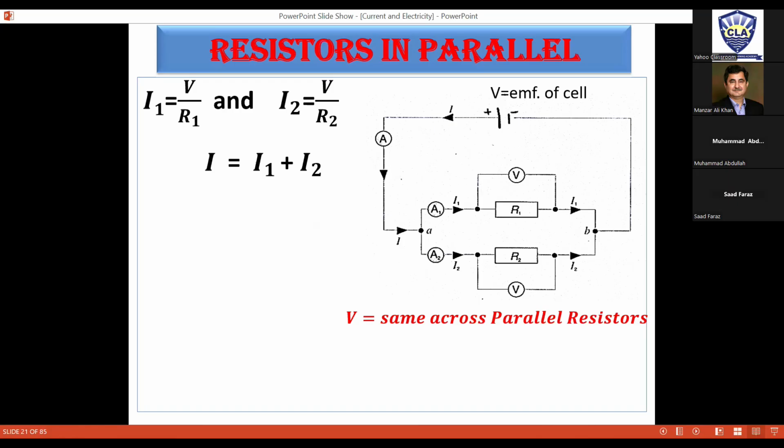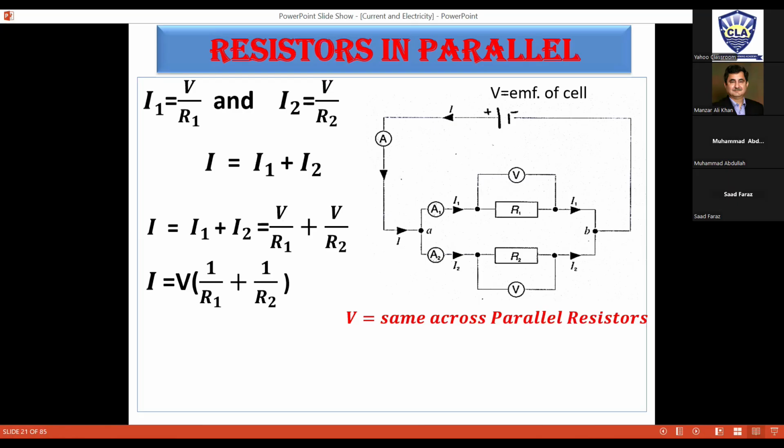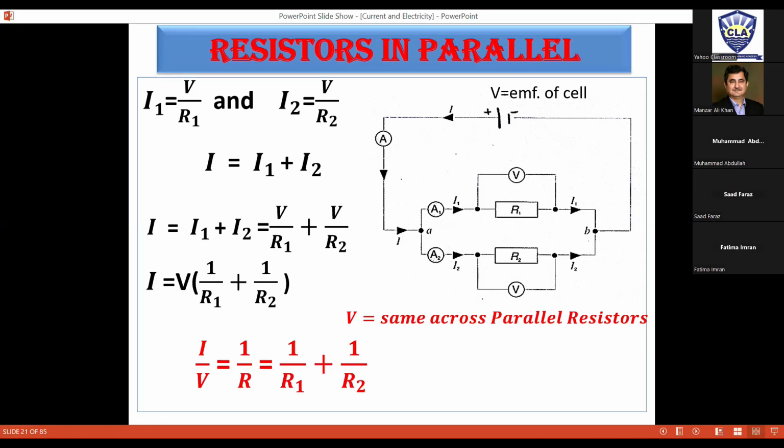I1 plus I2, V over R1 plus V over R2. If we take V common, we get 1 over R1 plus 1 over R2, and from here if we take I over V, it is the reciprocal of the resistance because R is equal to V over I. So in parallel, to solve for the resistance, you compute 1 over R1 plus 1 over R2, which equals 1 over R, then take the reciprocal to get the value of R.